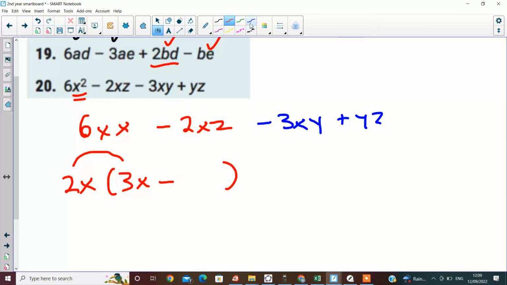Now, what about this? What am I looking for here, James? 2x multiplied by what? What will go here? Z. And makes 2xz. Excellent, all right? What about yourself? What do you reckon on the next one? What letter do you think you can take out? You take out y. And what do we know about the bracket? Has to be the same, doesn't it?